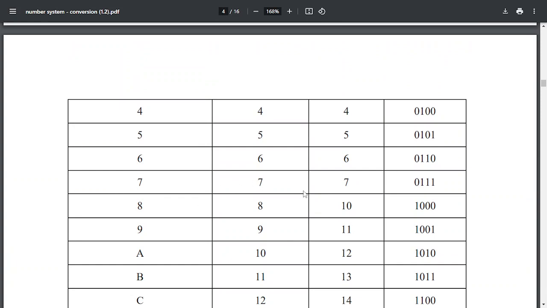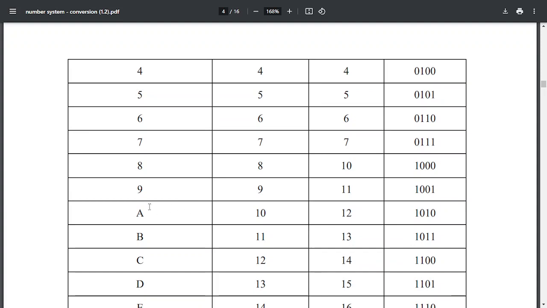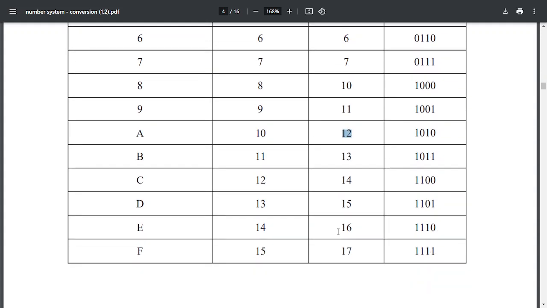After 7, you can see in the octal system there is no digit called 8. That's the reason I make my initial position 0 and the next bit is incremented by 1, and it is 10. Now coming to the next series of numbers, for the decimal number 10, the hexadecimal representation is A, whereas for octal it is 12, and it is 1010 in the binary number system. This is how the representation goes for all the remaining numbers.